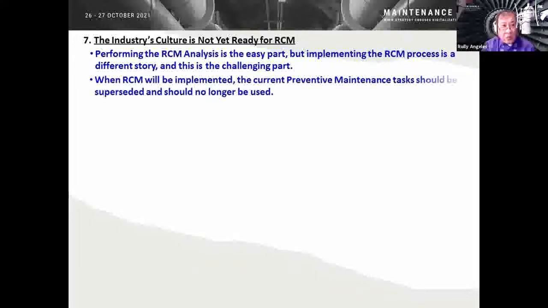Okay? So when RCM will be implemented, the deal will be your current preventive maintenance tasks should stop. They should be superseded by the RCM tasks, or the tasks that had been derived by the RCM team. They should supersede your current preventive maintenance. You cannot perform them simultaneously.